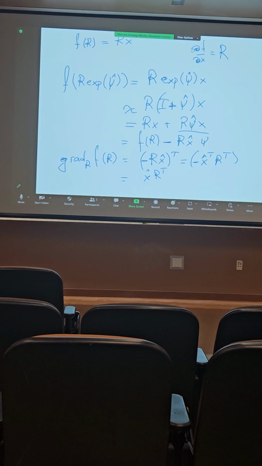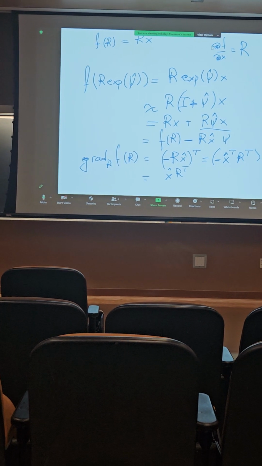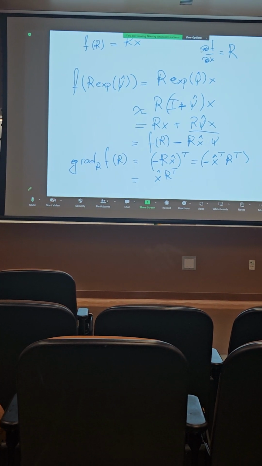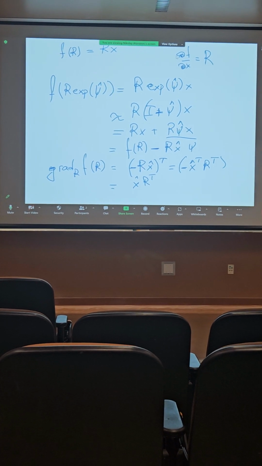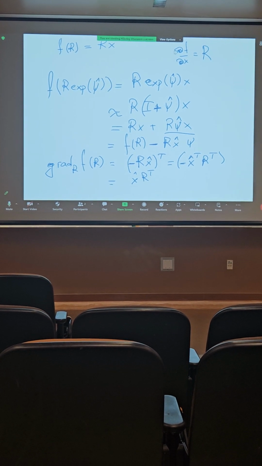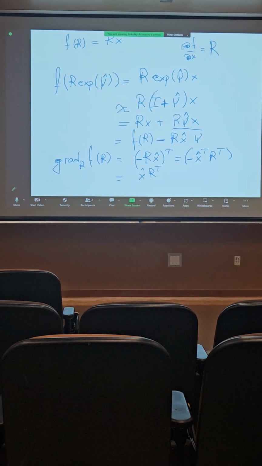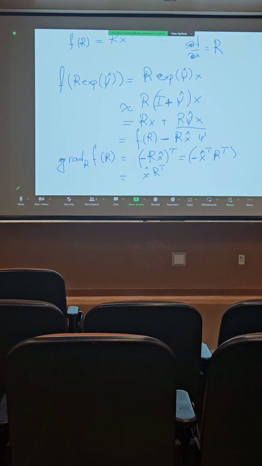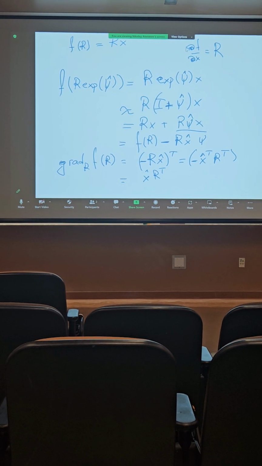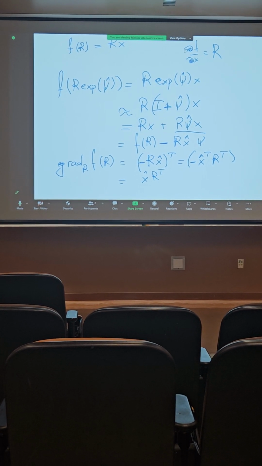Did this make sense for everyone? Should we do more examples? But yeah, all of them are like that. You plug in exp of psi hat, you approximate with identity plus psi hat, and then try to simplify to get it to be linear in psi, whatever is left. That's the Jacobian. So that's the answer for this problem.